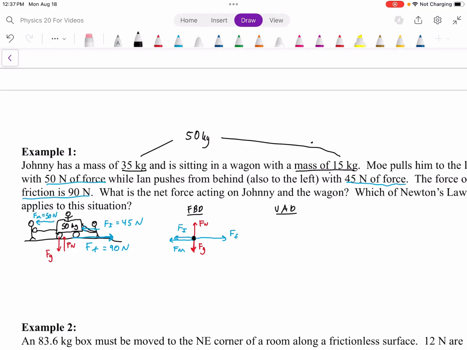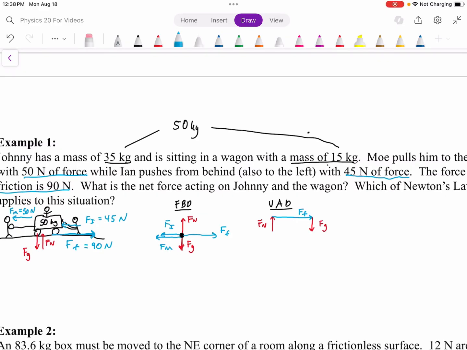So I'm going to just start at the normal force and go clockwise. Doesn't really matter what order. Normal force, tip to tail, let's add friction. And then the force of gravity. Now here's where we'll want to think a little bit, right? Mo is 50, Ian is 45. So when we go to draw these two together, well, 50 plus 45 is 95. So their combined force is actually a little bit stronger than friction. So I'm going to draw it just a little bit bigger than that friction force, right?